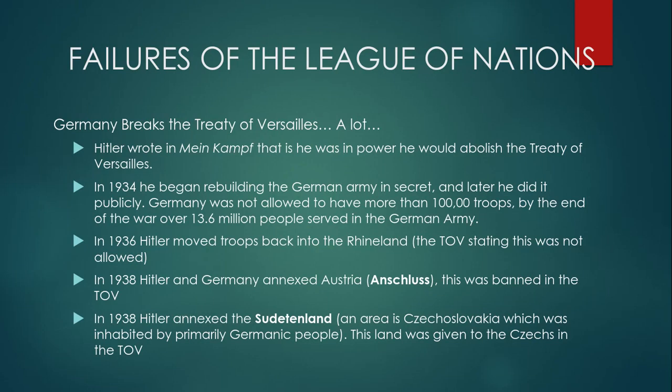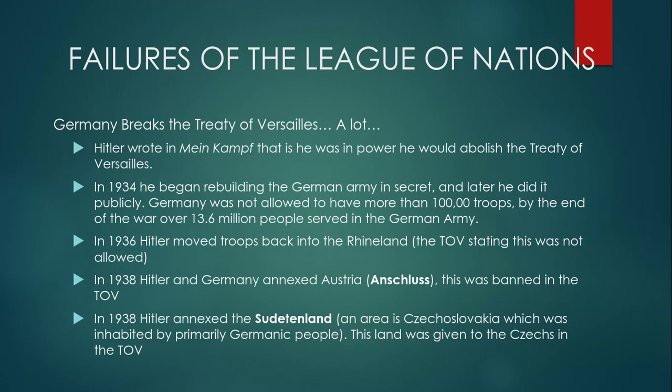1938, Hitler and Germany annexed the Sudetenland. This is an area in Czechoslovakia which was inhabited by primarily Germanic people. So the land was given to the Czechs in the Treaty of Versailles, but Hitler decides, I'm going to take the German-speaking part of it. The League of Nations actually ends up deciding, okay, you can have the Sudetenland. Now, they don't consult Czechoslovakia. The League of Nations just goes along with this.